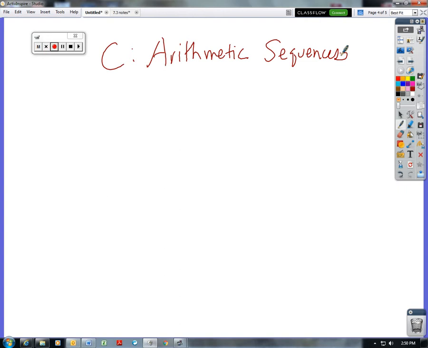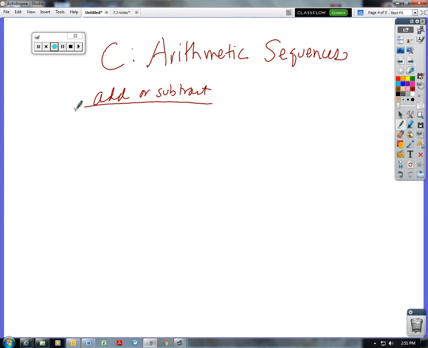These are the ones where you're adding or subtracting to get the next term. Add or subtract, as opposed to the geometric ones where you're multiplying by a common ratio. So in this case, you're going to be adding or subtracting.